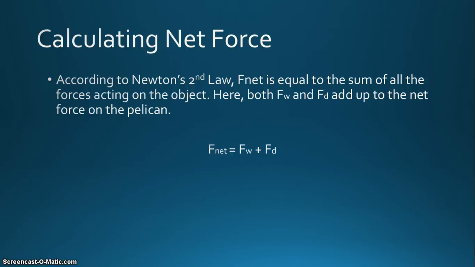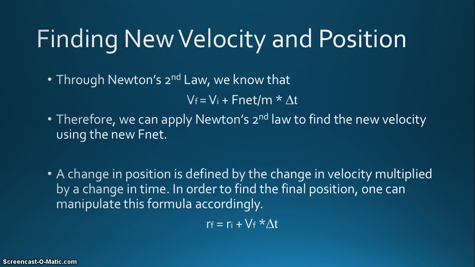In order to find the total net force, you have to add both the forces acting on the pelican together. So here, Fnet is equal to Fw, the weight force, plus Fd, the drag force, acting on the pelican. The next step includes finding the new velocity and the new position of the pelican through a while loop in VPython. Through Newton's second law, we know that Vf is equal to Vi plus Fnet divided by m times delta t. This is Newton's second law.